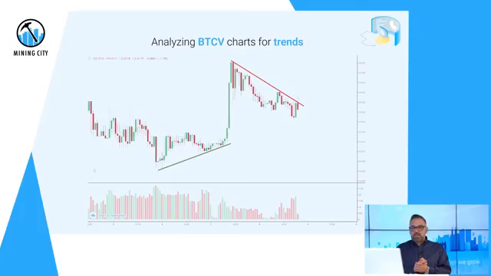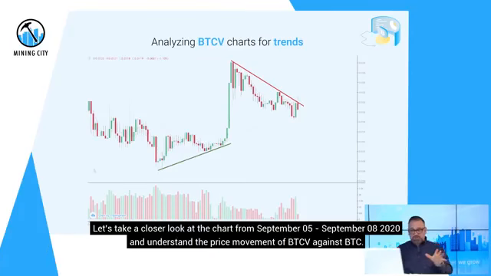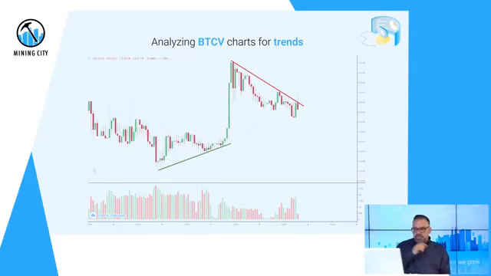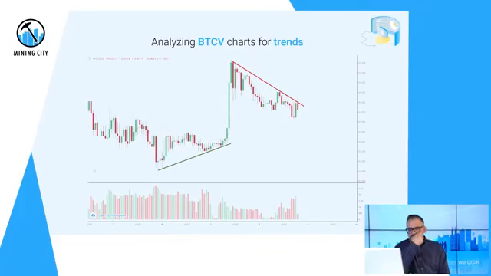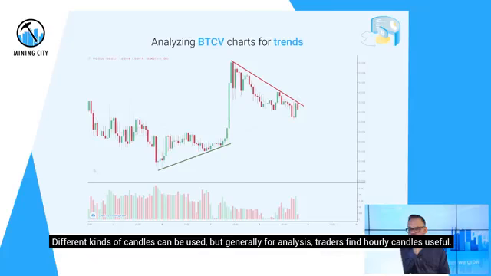So let's take a closer look at the chart from the 5th of September to the 8th of September 2020 and understand the price movements of Bitcoin Vault against Bitcoin. Each candlestick in this Bitcoin Vault and Bitcoin chart represents a full hour in price movement. You see, different candles can be used, but generally, for analytical purposes, traders find that hourly candles are very useful.